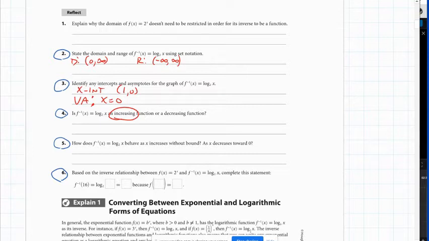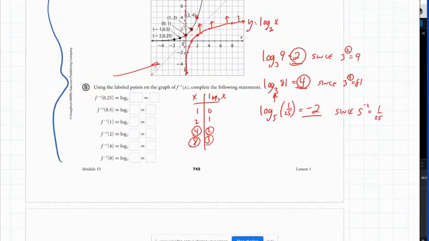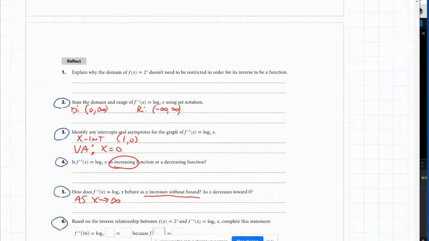How does f inverse behave as x increases without bound? So that means when it says increases without bound, that means it's going to infinity. So as x goes to infinity, look at our graph. As x goes to the right, this graph keeps climbing up forever. So as x goes to infinity, y also approaches infinity.